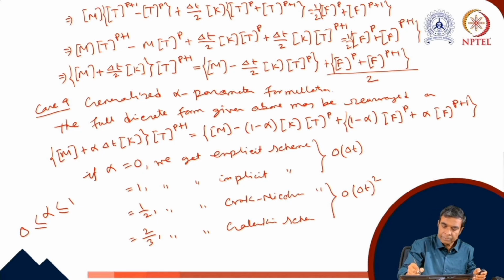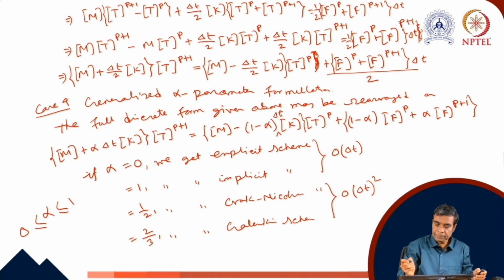Here delta T is missing. Here also delta T should come, multiplied with delta T. The second bracket should be positioned here. There will be a second bracket here. And then the delta T should come here.